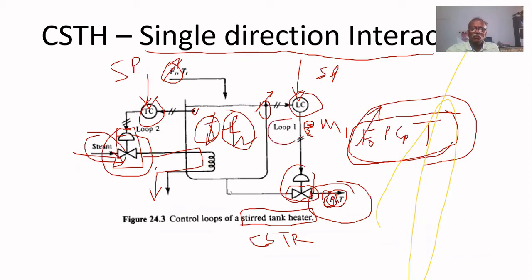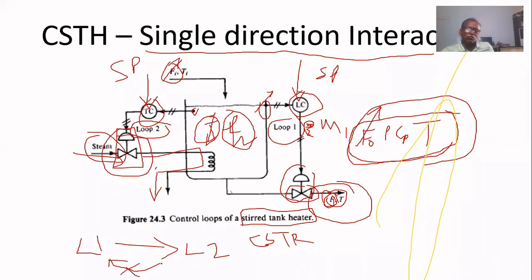But any change in loop 1 will affect loop 2. This is called a single direction interaction. The interaction is from loop 1 to loop 2, not from loop 2 to loop 1. There is no interaction from loop 2 to loop 1. This is single direction interaction.